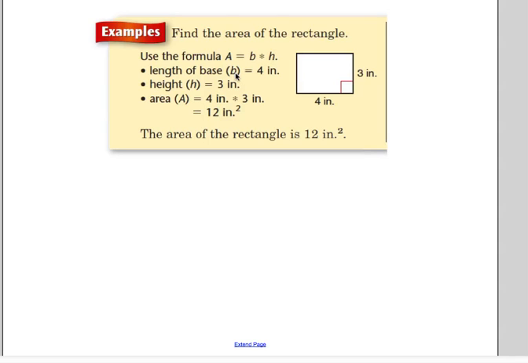Now the length of our base, b, is 4 inches. Our height is 3 inches. So our area is going to equal 4 inches times 3 inches. 4 times 3 is 12. We've got 2 dimensions, inches times inches, so our answer needs to be labeled inches squared, or we can read it as square inches. It really doesn't matter, same thing. So the area of the rectangle is 12 inches squared.